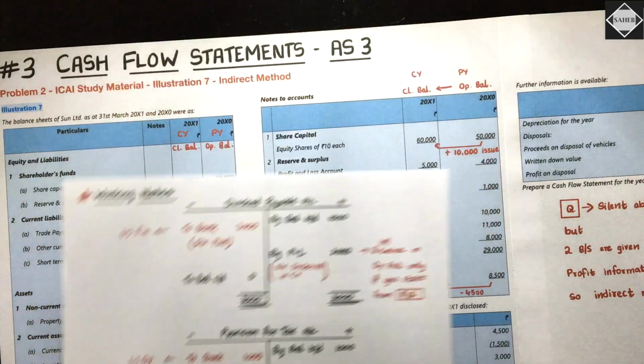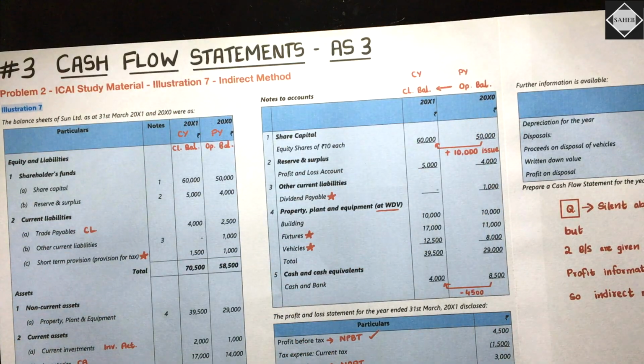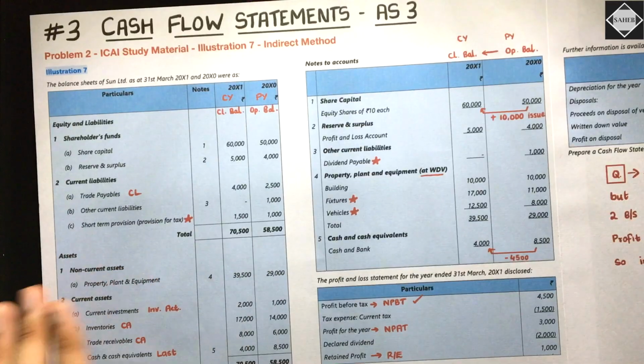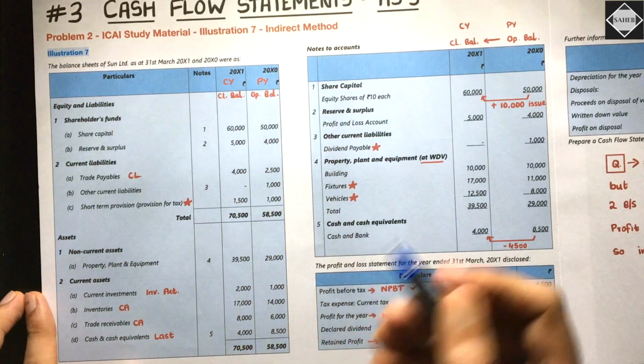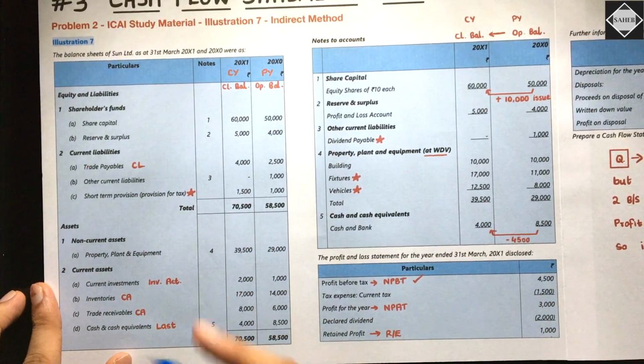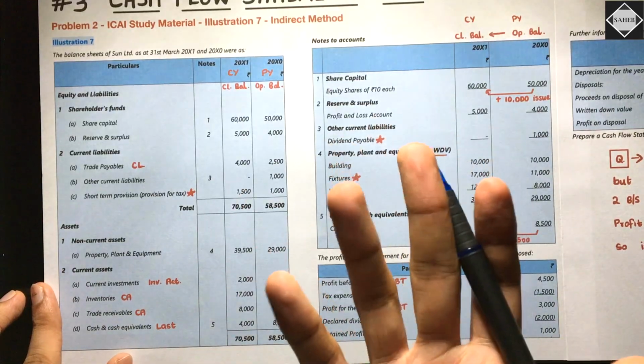Now once we are done with the ledger account, we can easily prepare the cash flow statement because we have clarity now. Yeah, we have gone sequentially regarding everything. Next, see, we have current investment. Do we have to open a ledger account of current investment? If you want, you can open.